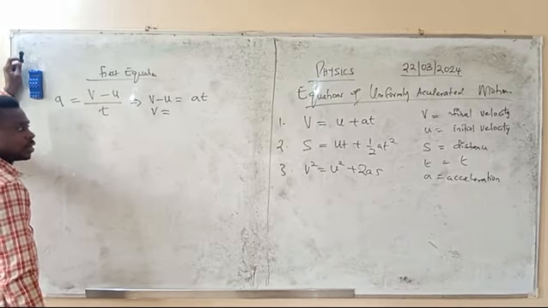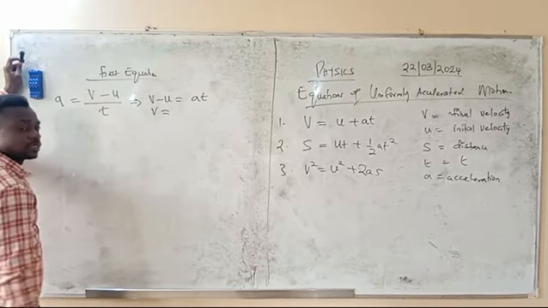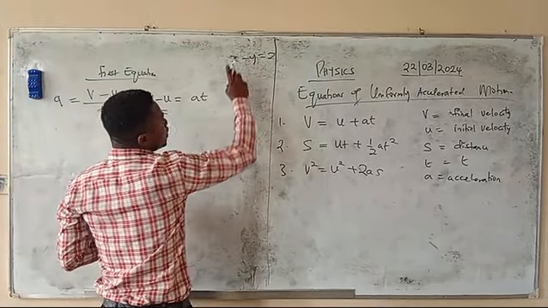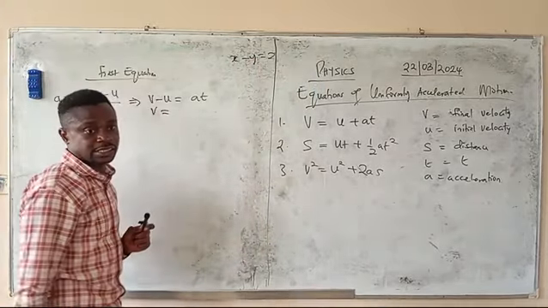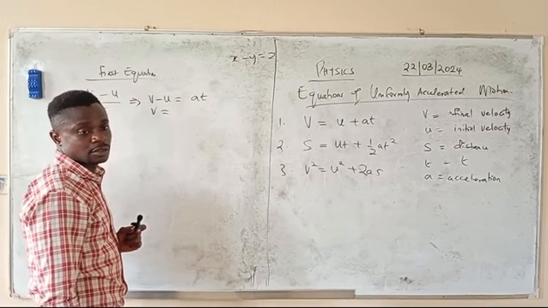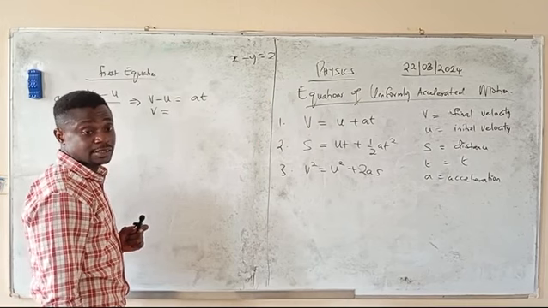If V minus U is equal to AT, if X minus Y is equal to 2, what is X? What is X?